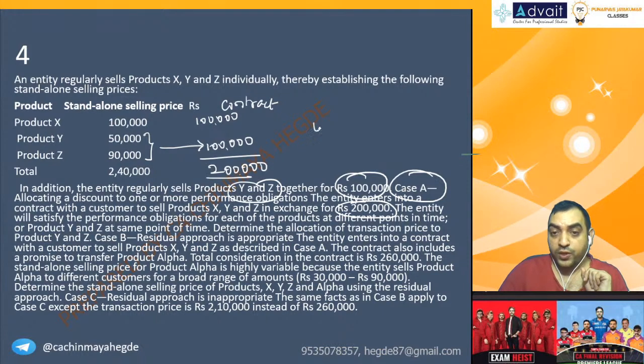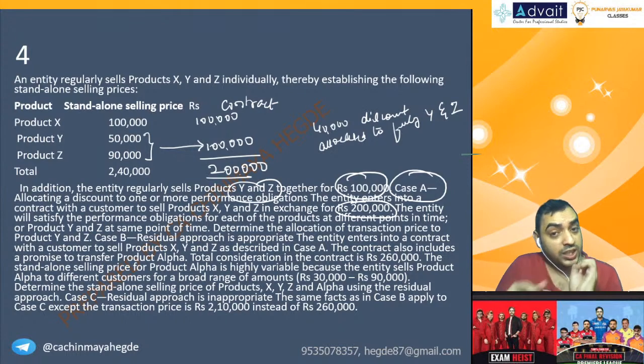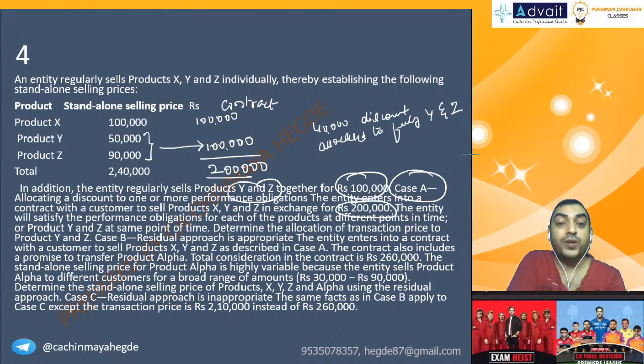In other words, the 40,000 discount is allocated fully to Y and Z, because when you sell Y and Z, 40,000 anyway you will give. So first 40,000 give it to them, Y and Z, then it will come to X. But in this case, Y and Z discount only is taken away, so the entire allocation is for Y and Z, the remaining will come to X, which is nothing. So X price will be 1 lakh and Y and Z price will be 1 lakh. That is case A.